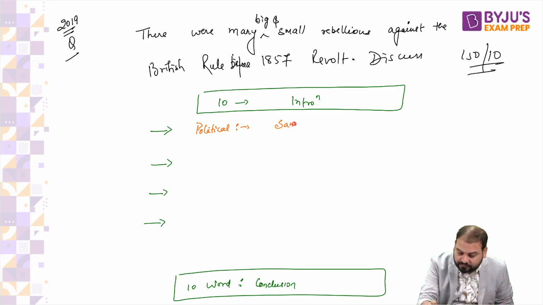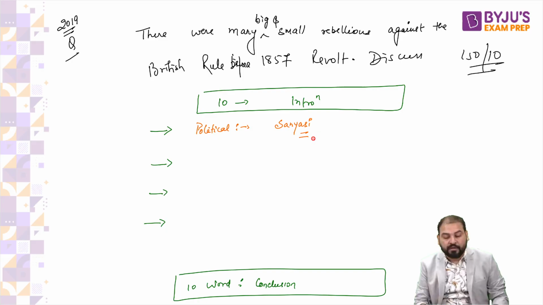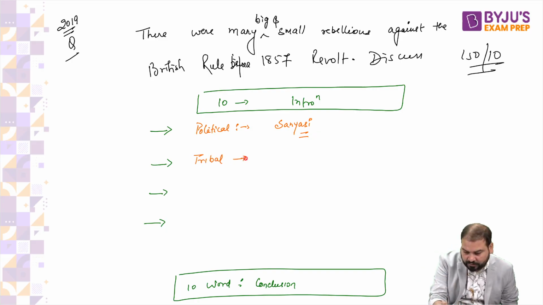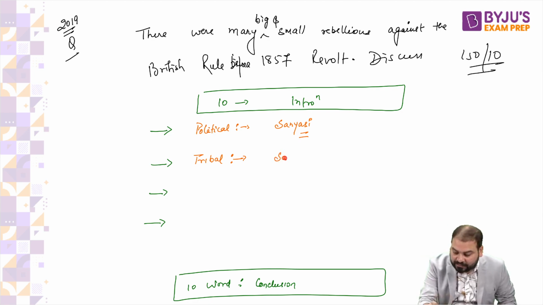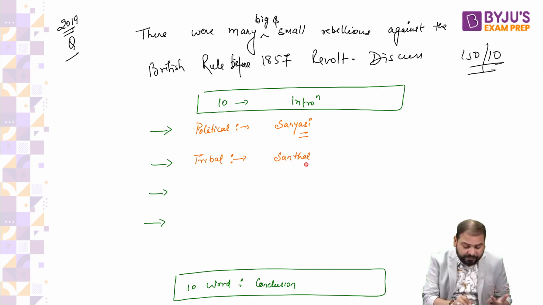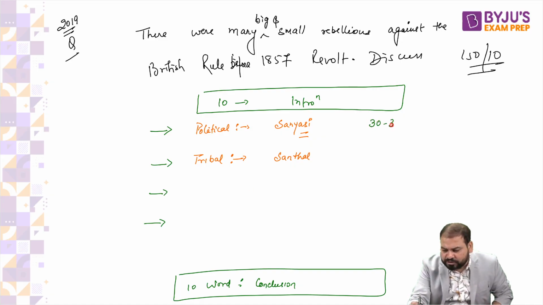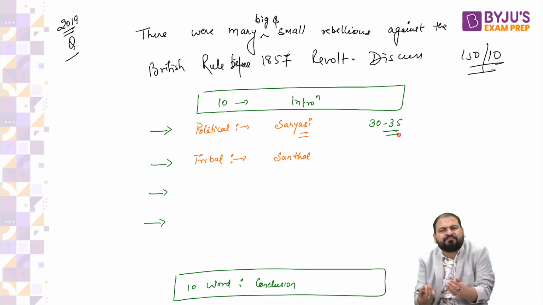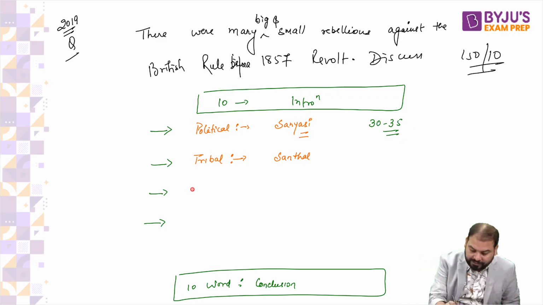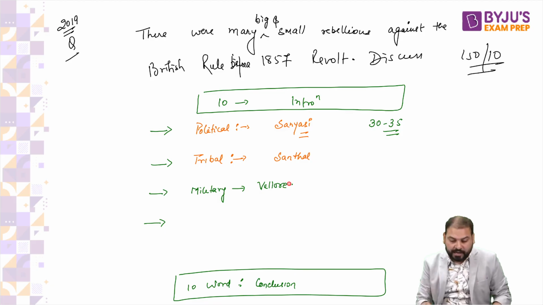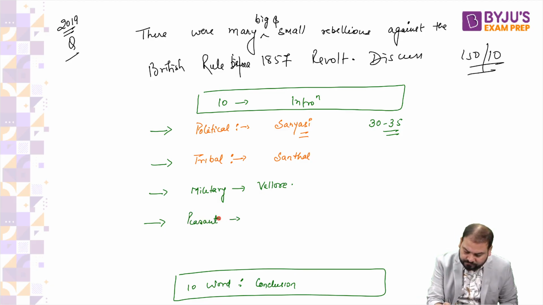One political. Let's say take the Sanyasi uprising. We have not discussed it, we will discuss this in a minute. Tribal. Which tribal? Let's say Santal. Now, some of you are saying, why only 4? Please understand, everyone. 4 revolts, 130 words. That means on an average, 30 to 35 words per revolt. Means maximum 3 to 4 lines. So, let's say take up a military revolt, Vellore, and let's say take up a peasant revolt, semi-religious one here. Let's say I took Pagal Panthis for a second.